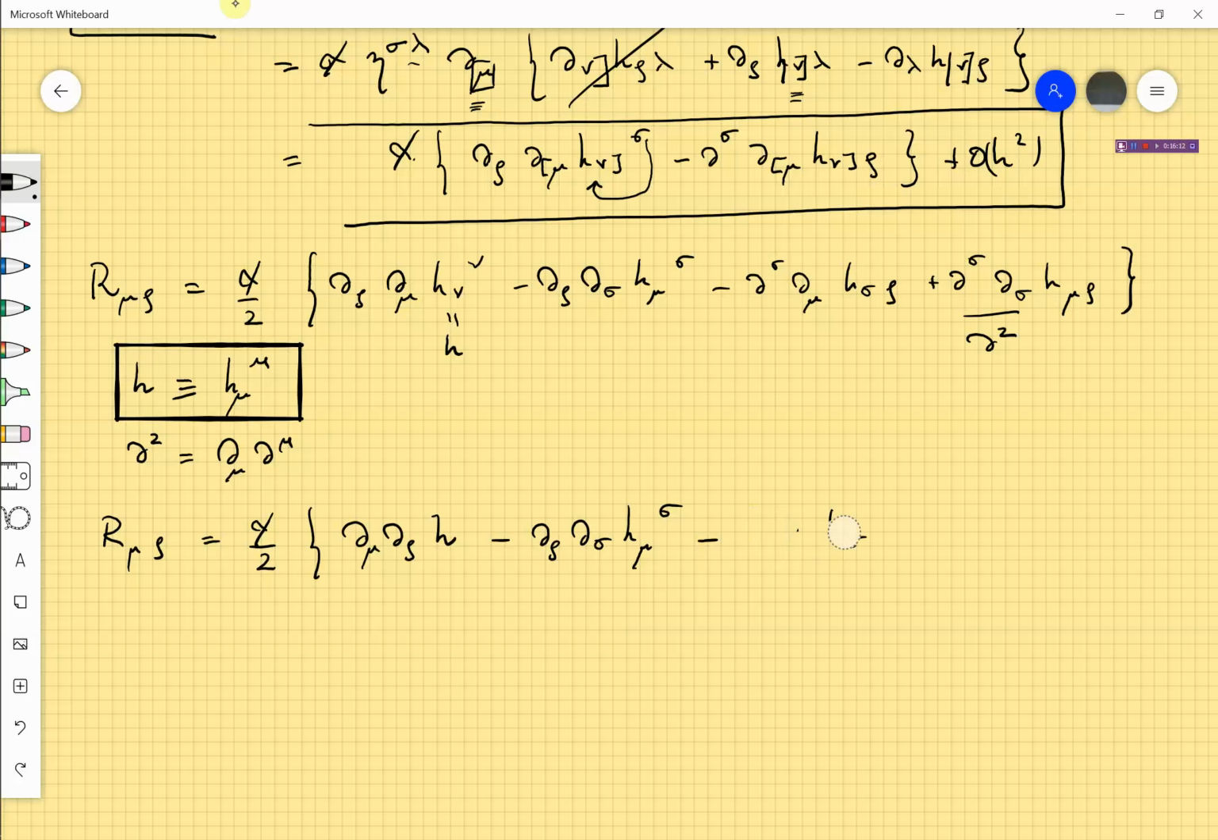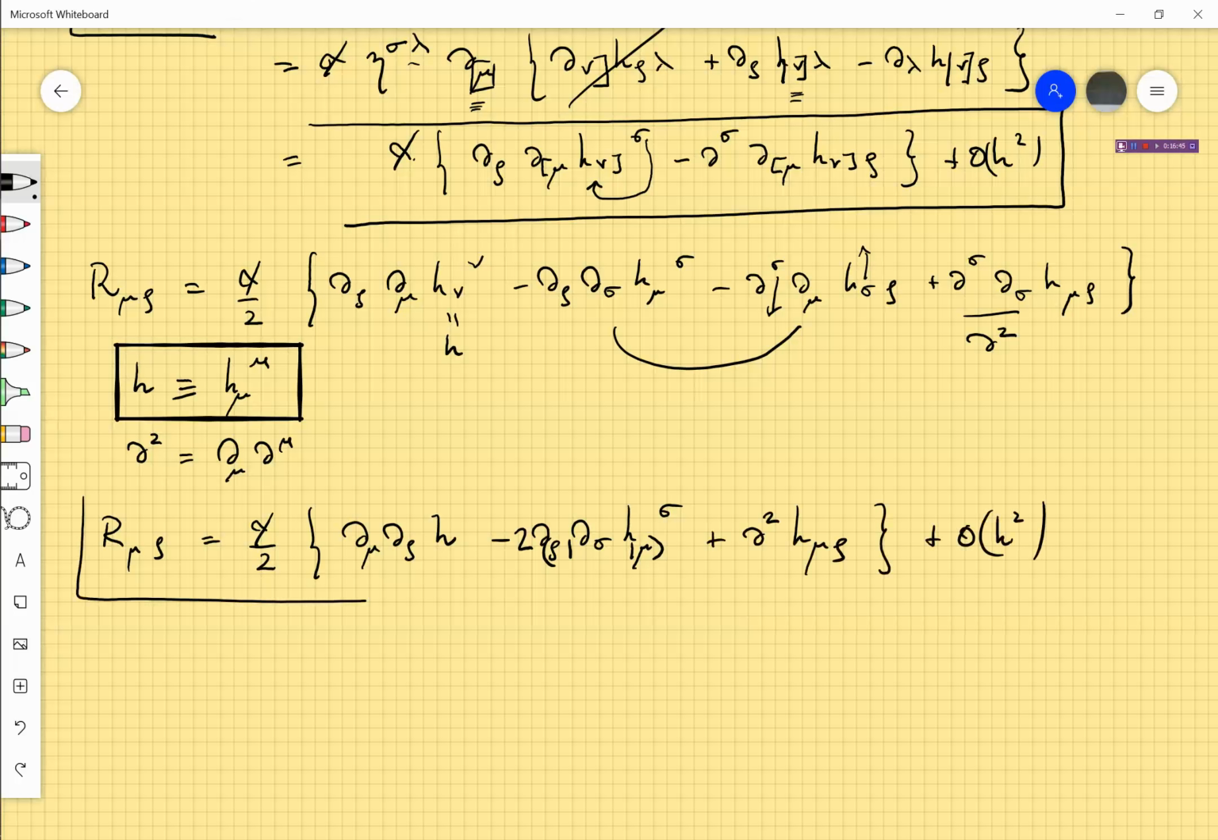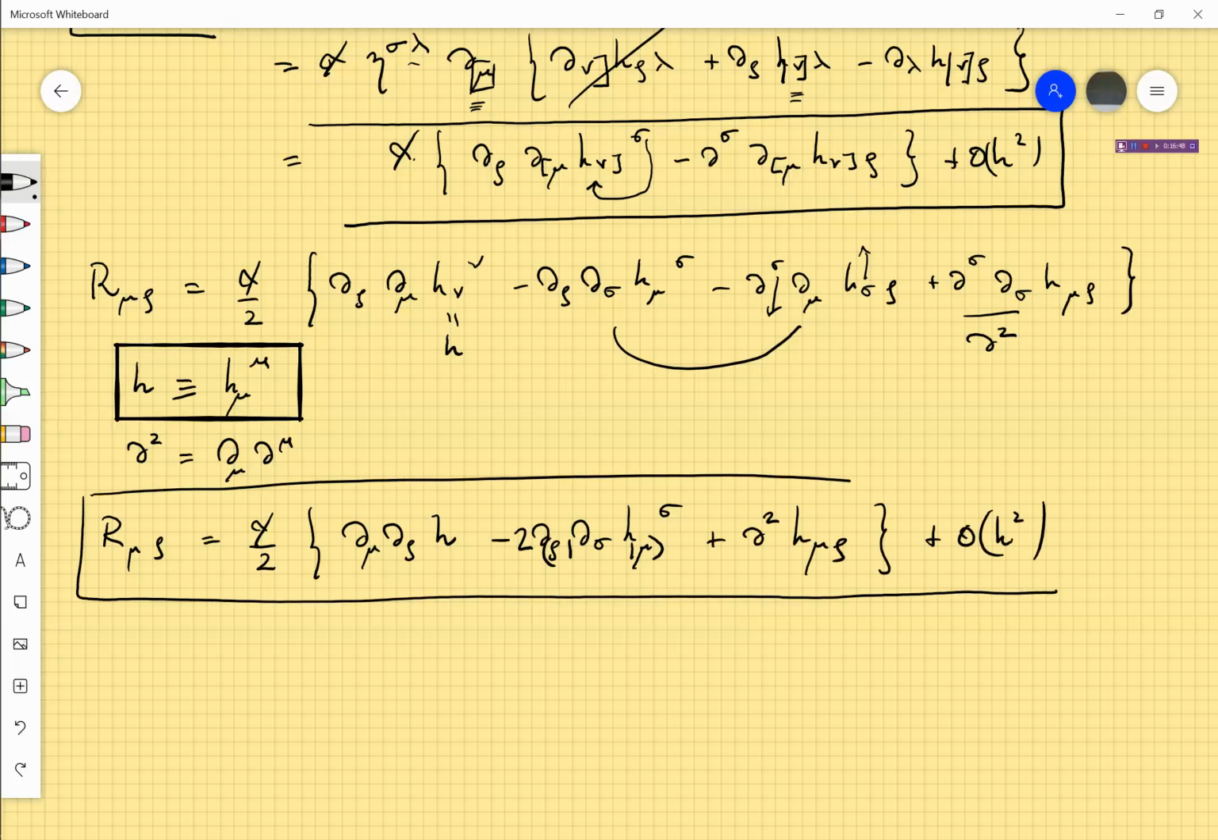Let's do this. Let's interchange partial mu, and let's raise this index and lower this one, so we have a term like this. Okay, and then you realize that this is nothing but this. You can combine these two terms. They are symmetric in rho and mu, as you expect, because the Ricci tensor is symmetric in rho and mu. And then the last term is just partial square h mu rho, which is also symmetric in mu and rho, and this would be the Ricci tensor. Okay, this is first order in chi.